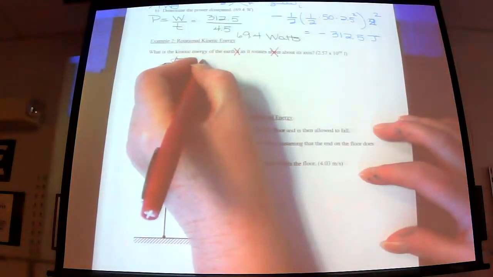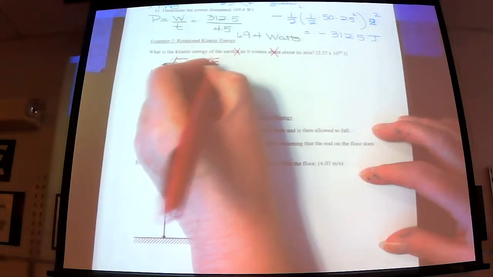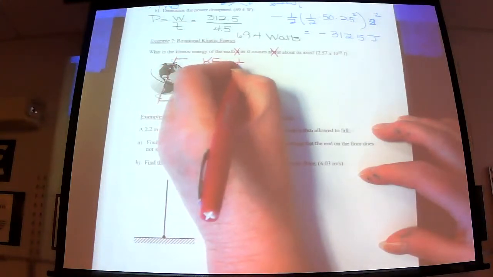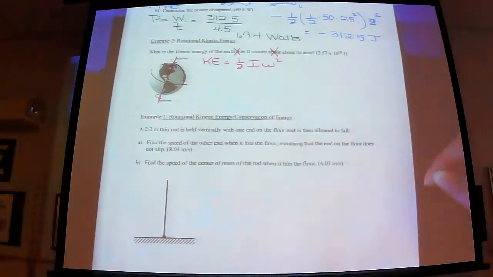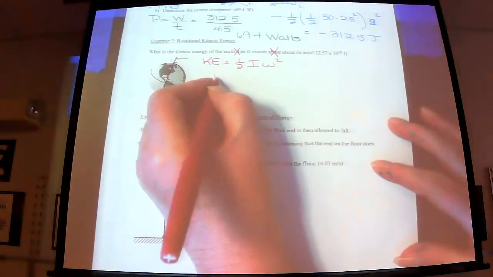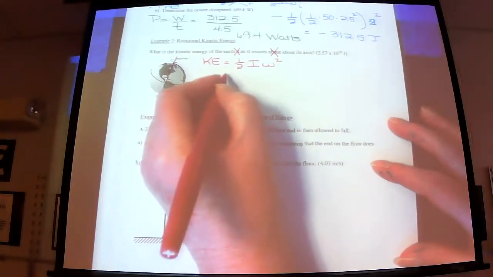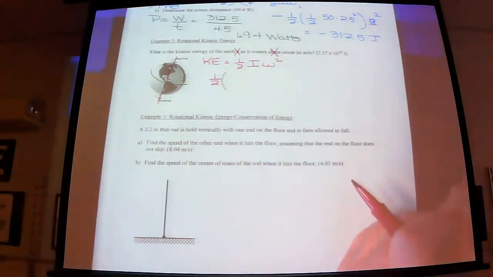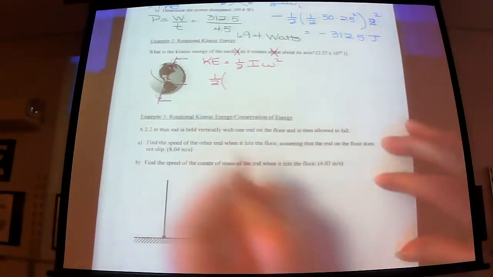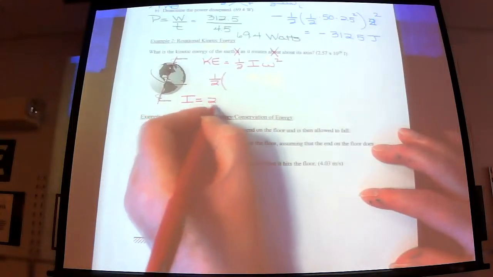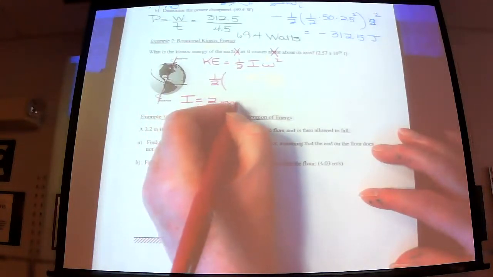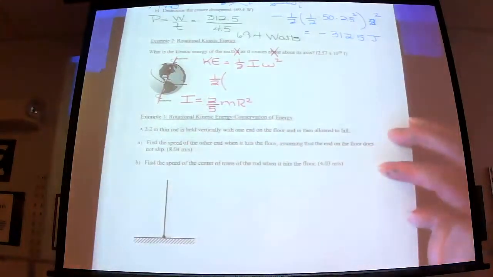So it's going to be kinetic energy equals 1/2 I W squared. My new equation for kinetic energy. So 1/2 I. What would be the I of the Earth? Yeah, I is going to be 2/5 m r squared. So what's that going to be?